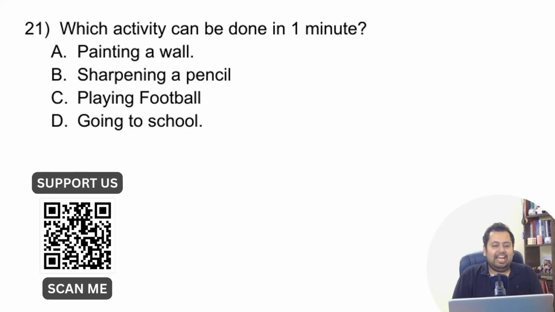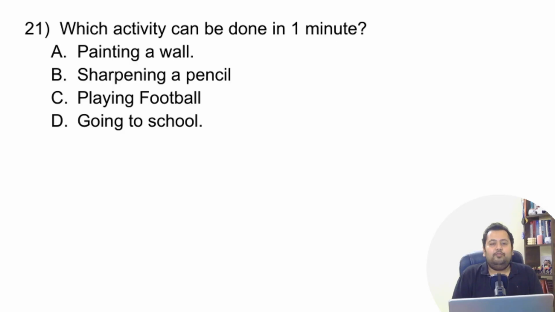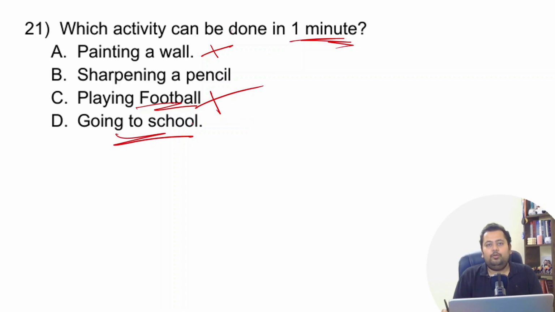Great. I hope you got it correct. So, obviously, painting a wall cannot be done in a minute, right? So this cannot be the correct option. Playing football, right? Football is a 90 minutes game. It cannot be done in 1 minute. So this is not possible. Going to school. Obviously, going to school takes time from your home to your school. So this also cannot be done in 1 minute.